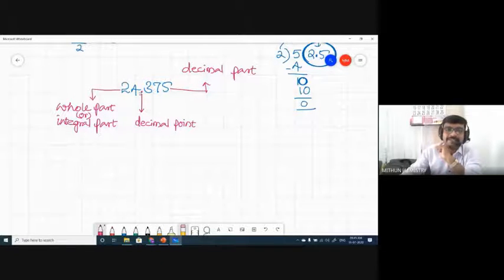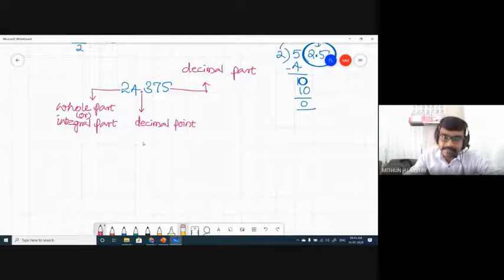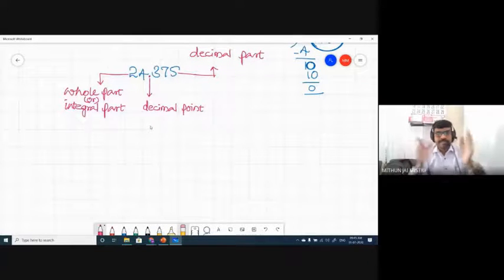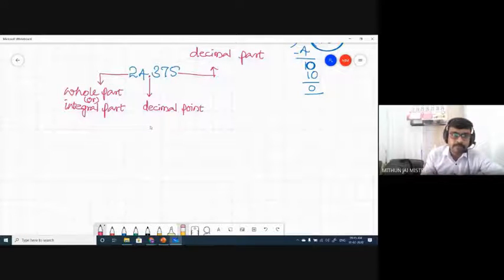So here after the point, how many decimal places are there? If somebody asks you, you need to count like this: after the point 1, 2, 3. How many decimal places are there in this number? It is 3 decimal places. So the number of decimal places for 24.375 is 3. So we understood what a decimal number looks like and what its parts are. Now let us understand its expanded form, right?